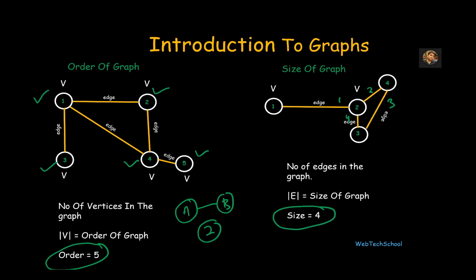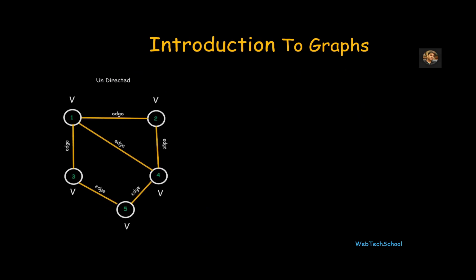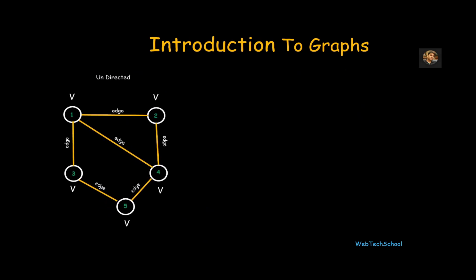Now that we understand some of the basic properties or terminologies associated with graphs, let's look at what the different types of graphs are. The first type of graph is an undirected graph. In any graph, if the direction is not mentioned, we call it an undirected graph.